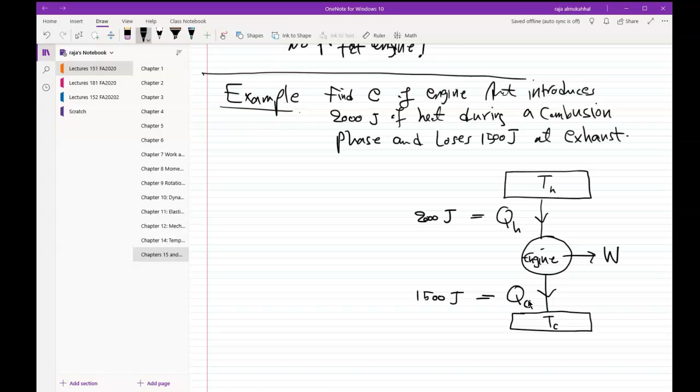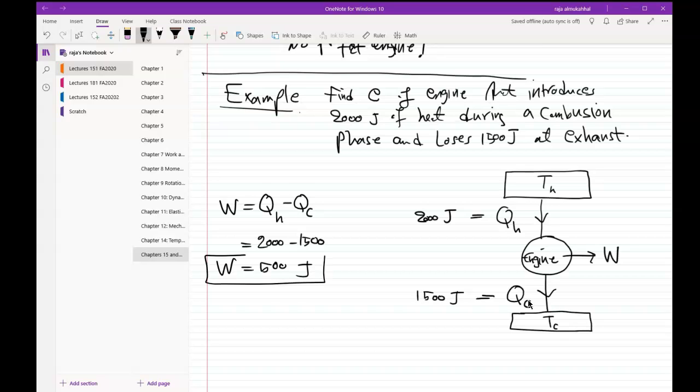Now, of course, we can easily find the work before we calculate the efficiency. What is the work? Well, the work is the difference between QH minus QC, correct? So that will be 2,000 minus 1,500, so of that 2,000 joule of heat, only 500 has been converted into useful energy, such as work or motion of a car or whatever it is, or electricity for the power plant case and so on. So this is basically what the work is equal to.